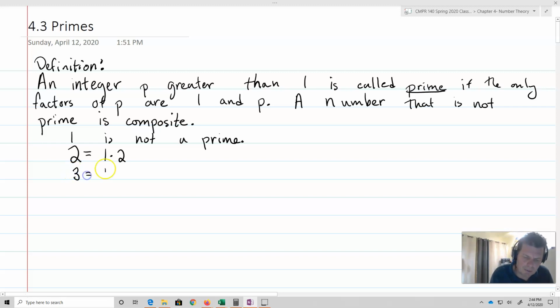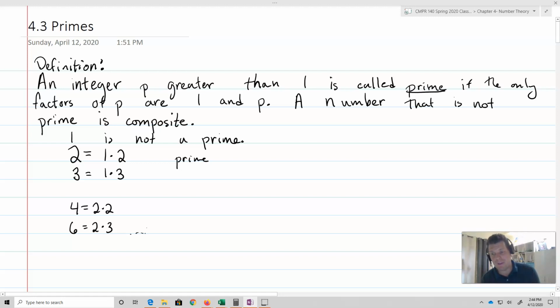3 is the next one. 3 equals 1 times 3. Then after that, we start getting even numbers, and we know that even numbers are always going to be composite because they're always divisible by 2. So for example, 4 equals 2 times 2, 6 equals 2 times 3, and so on and so forth. Anything that's divisible by 3 is also composite because it's divisible by 3. So not all odd numbers are prime. For example, 9 is not prime. 9 is in fact composite because it's 3 times 3.